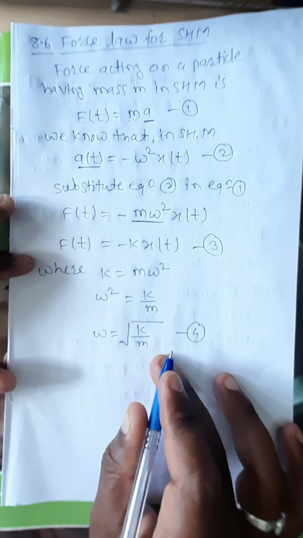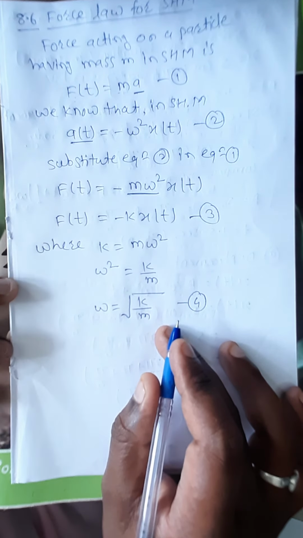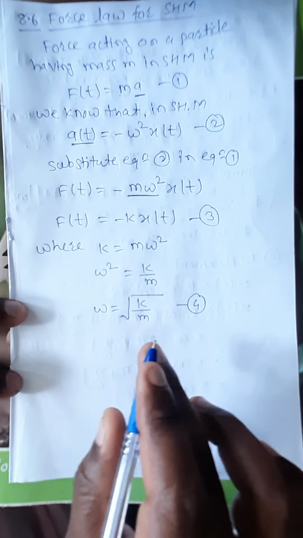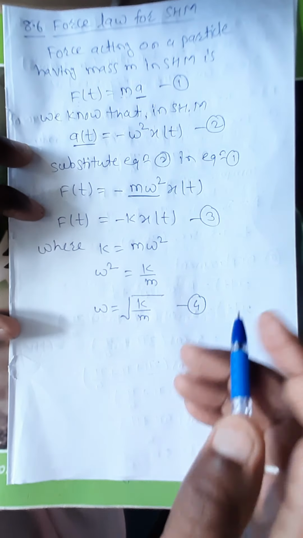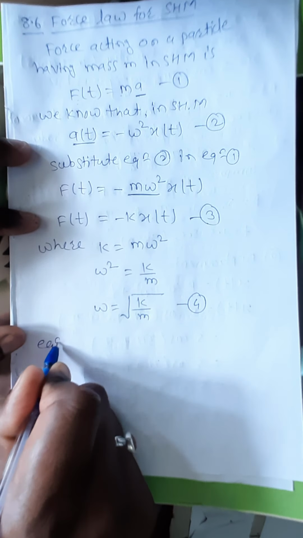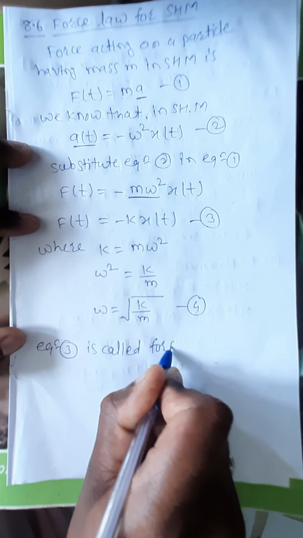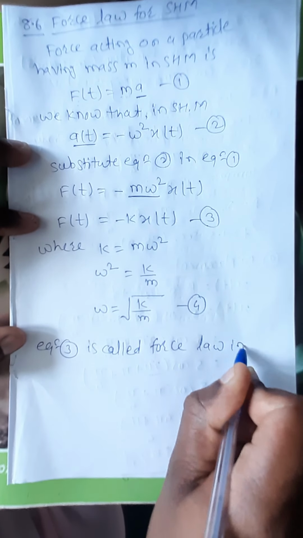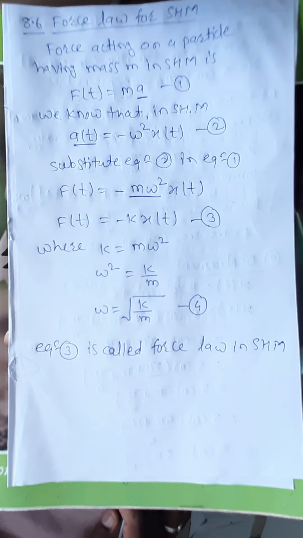This omega is the angular frequency in simple harmonic motion, omega is equal to root of k by m. And this equation 3 is called the force law in simple harmonic motion. Force law: F at t is equal to minus k x at t. This is known as the force law in simple harmonic motion.